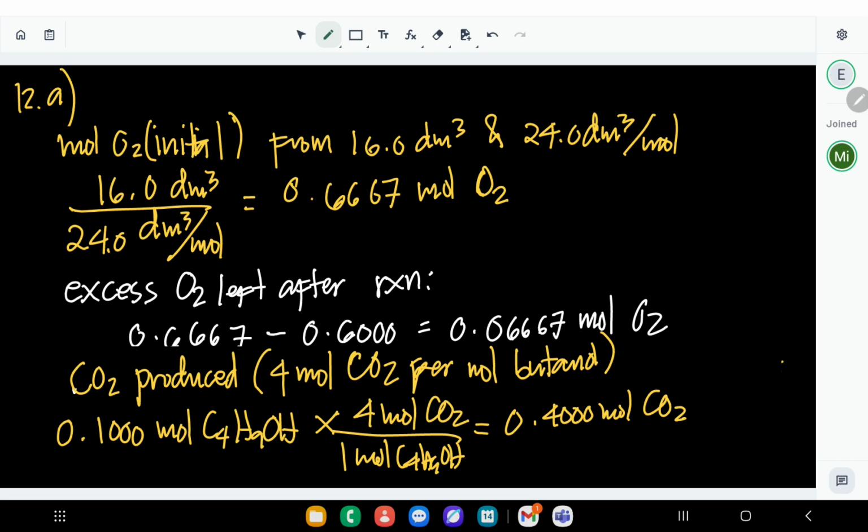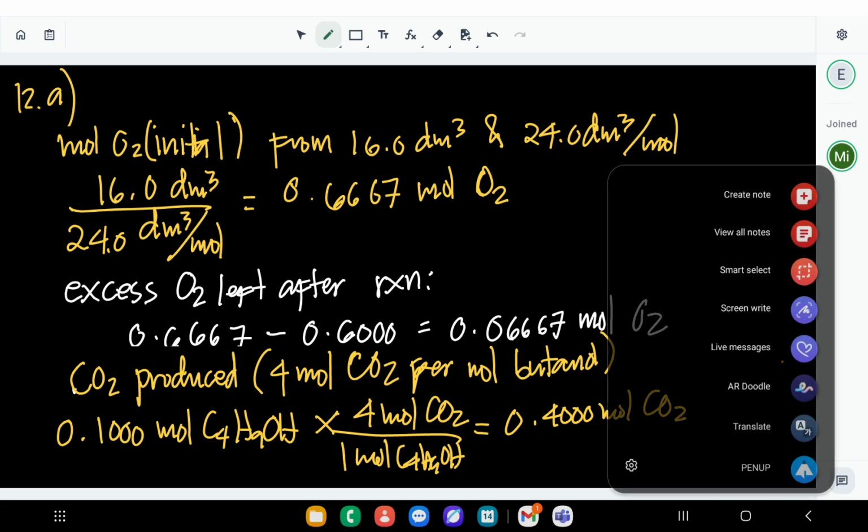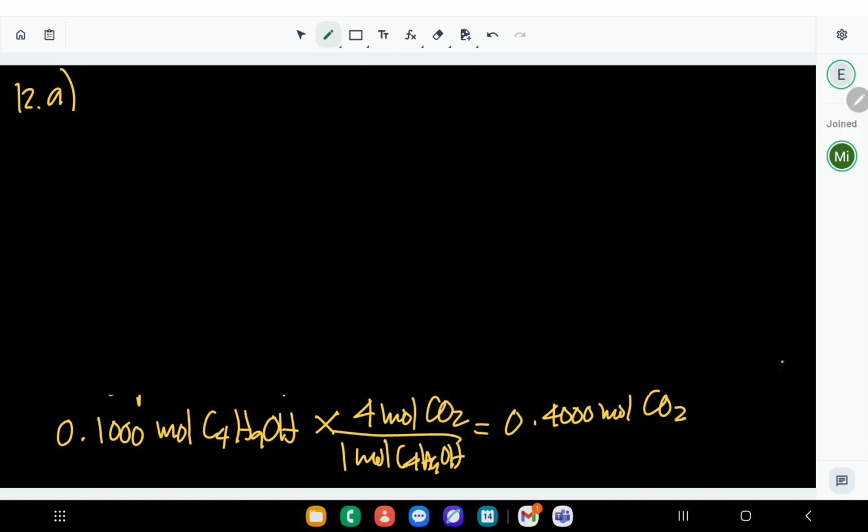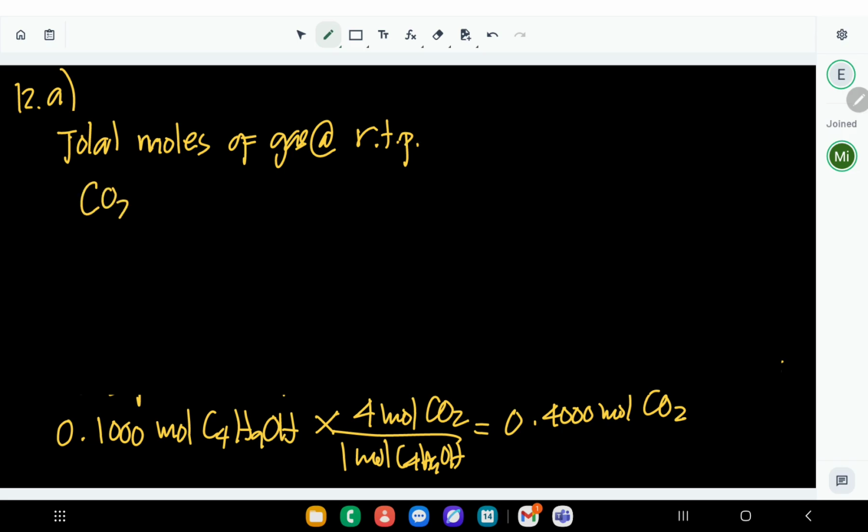Right, and then we can calculate the total number of moles. We already got the number of moles of carbon dioxide produced, that is 0.40. Then we can get the total number of moles of gas at room temperature and pressure. So that means the moles of CO2 plus the excess oxygen.